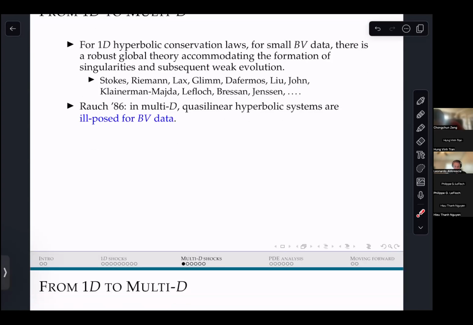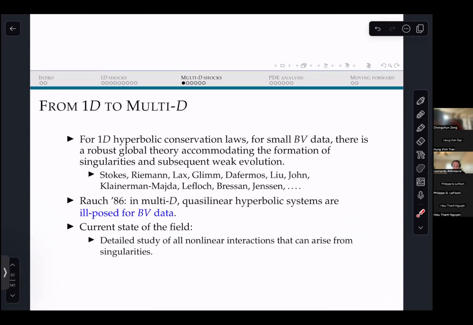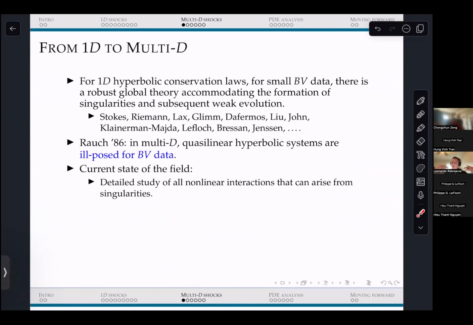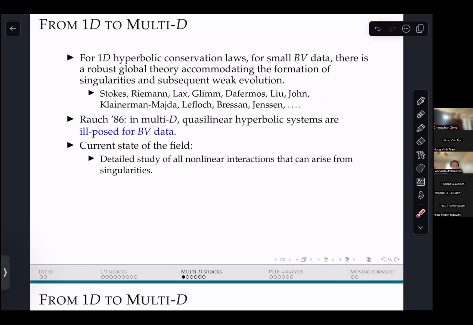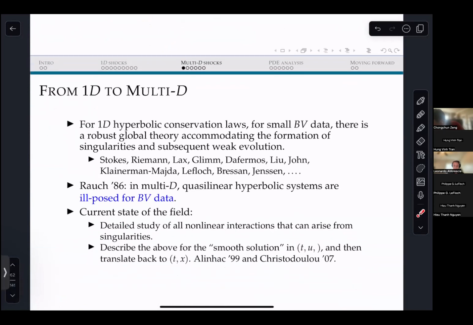Okay, so having that in mind, what is the current state of the field? Because you cannot sweep under the rug the singularities in the functional framework, you have to describe the singularities and really give a full description of them and how they embed in space-time, and regularity properties of the singularities that are not visible from the BV framework. And I'll talk more about what I mean by a detailed study. That's a very vague word, but I'll tell you in a second.